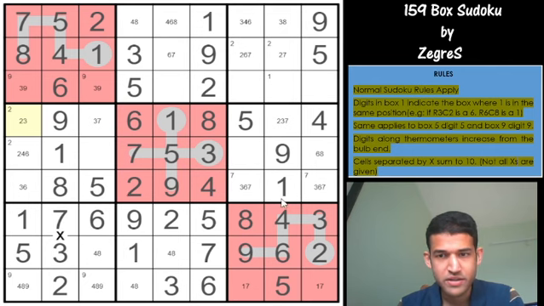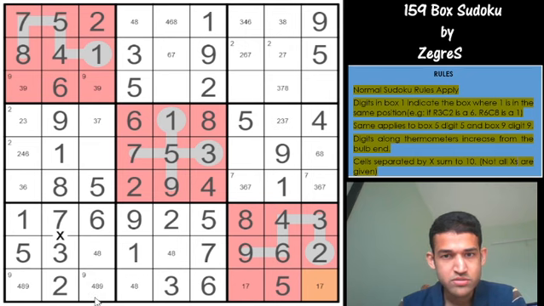So we are nearing 1, 4, 5, 6, 9. So this would not be a 1. This would be a 3, 7, 8. Three or 9. So which means either this cell or this cell.